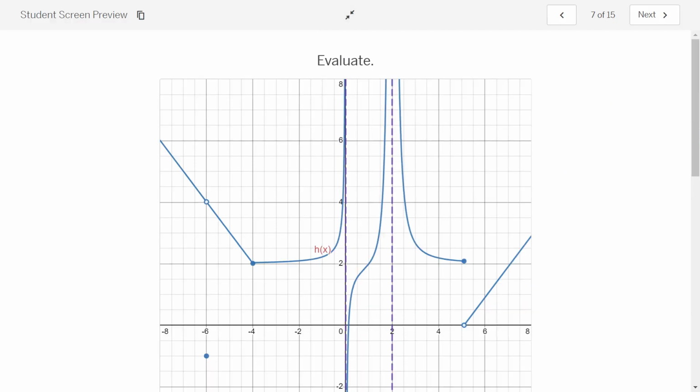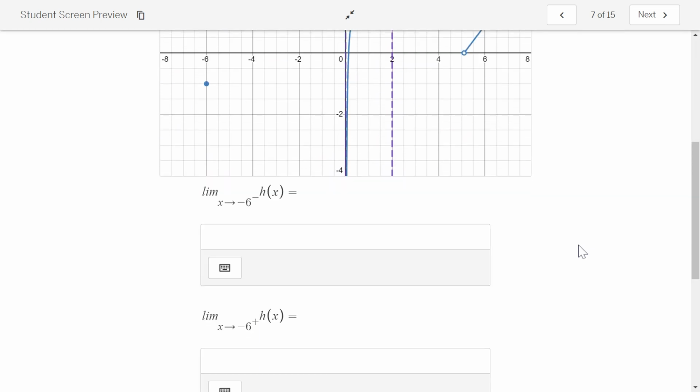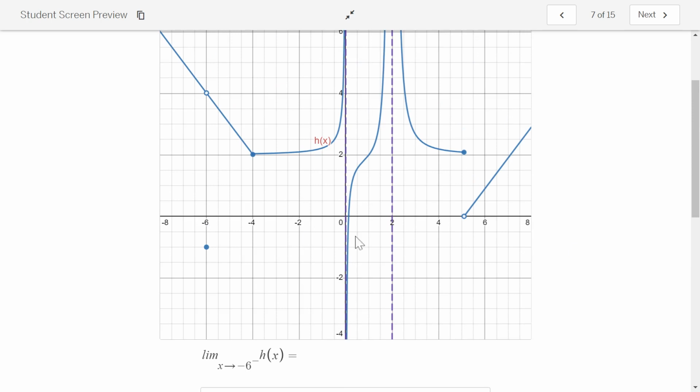All right. So this next set of screens, 7 through 13, I think, are basically based on the same graph. And we're going to evaluate the limit of this graph at certain points and the value of the function too, right? So this first one, and these screens go left to right. So this first interesting point is at -6 here.